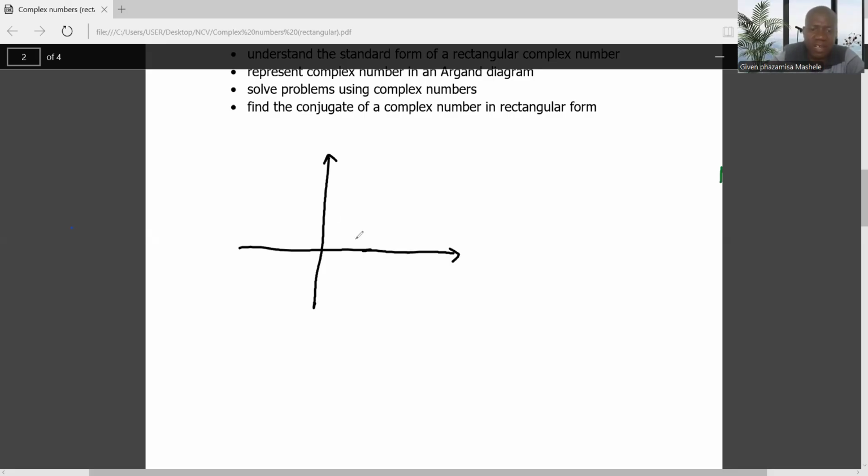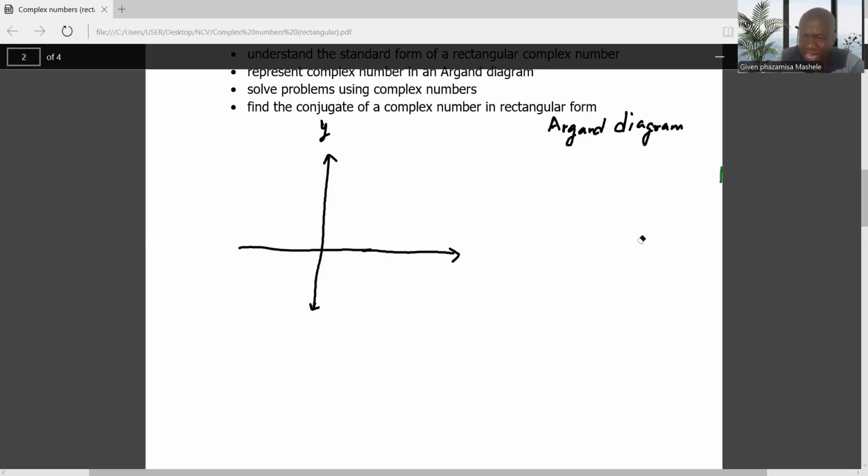Within this Cartesian plane, this is called the y-axis, and this is the x. This is the Cartesian plane that we know. But the Cartesian plane that is used under complex numbers is called an Argand diagram. I want you guys to listen to me very well. On this Argand diagram, the x-axis only represents the real values.